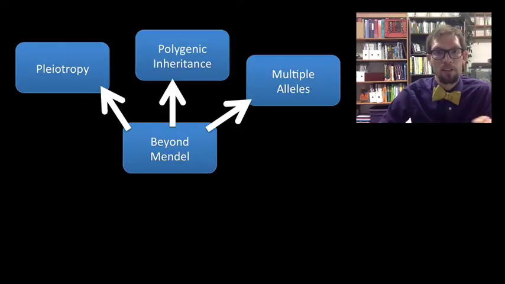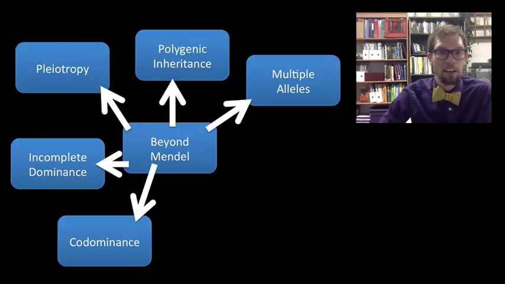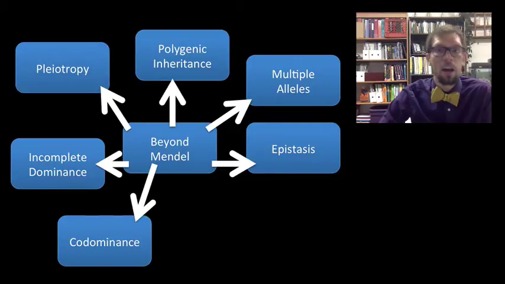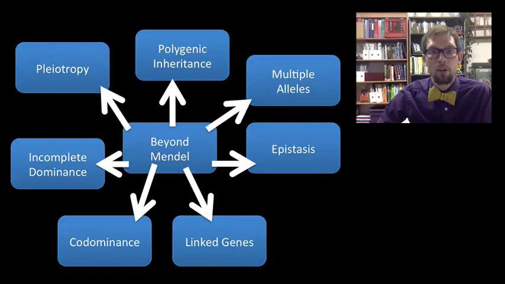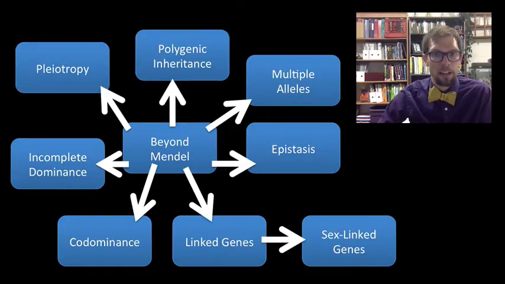So there's more alleles than you can actually inherit. We're also going to look at the cases of codominance and incomplete dominance, two very similar ones, and hopefully I'll explain the difference to you. And then we're going to end with looking at epistasis, how one gene can affect the expression of another gene. In the next video, we'll look at linked genes and look at a specific case of sex-linked genes as well.